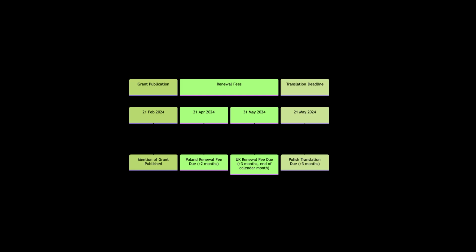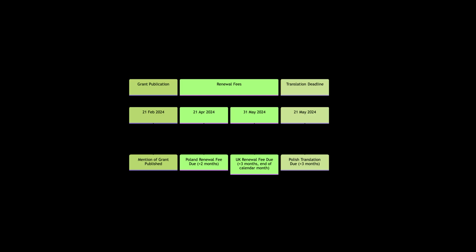For the UK, the National Law Table 6 allows payment up to the last day of the 3rd month after the publication of the mention, 21st February 2024 plus 3 months, then 21st May 2024. Since the UK extends deadlines to the end of the calendar month, the due date is 31 May 2024, Friday.